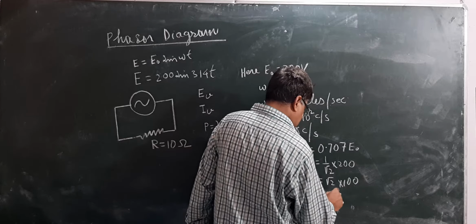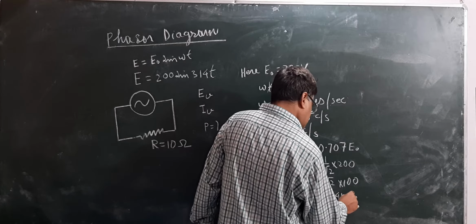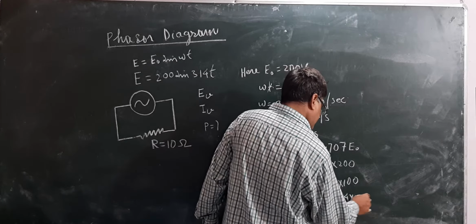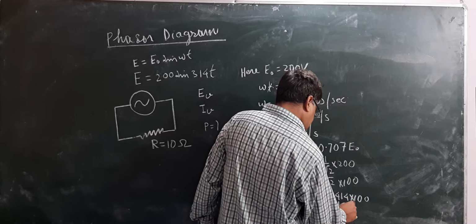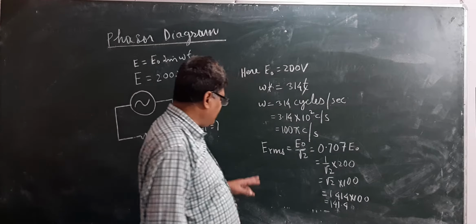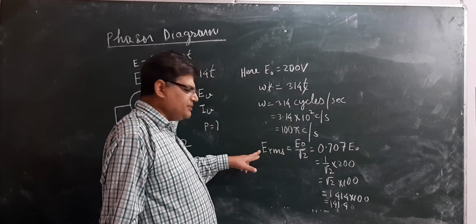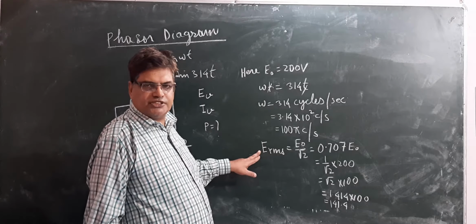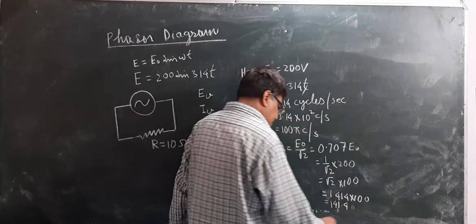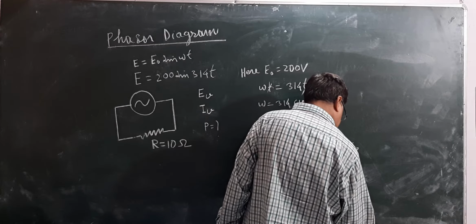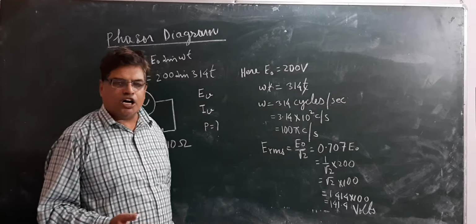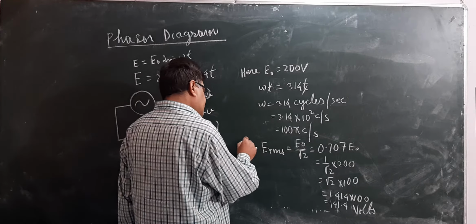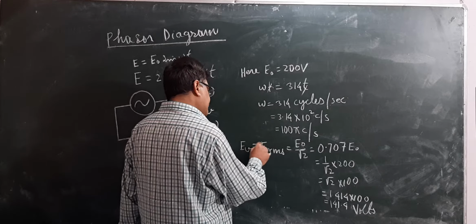So that is equal to 1.414 multiplied by 100. So that is equal to 141.4. What is the unit for ERMS? This is a potential. So we can write here this much volts. So we have got the value of ERMS, or it can be also written as EV. Both are same.